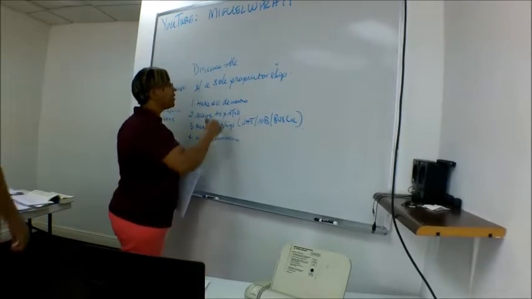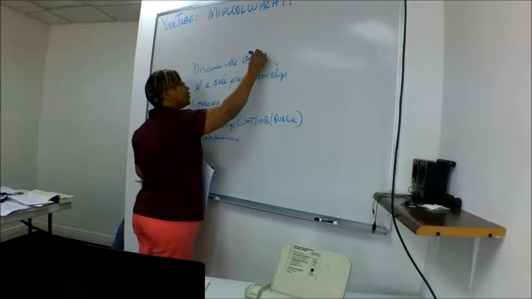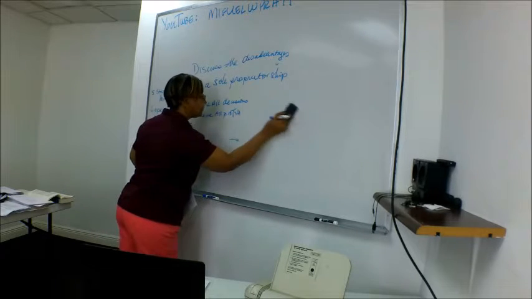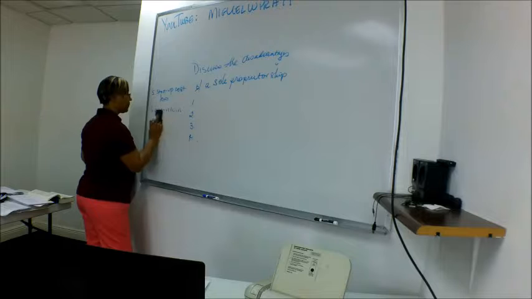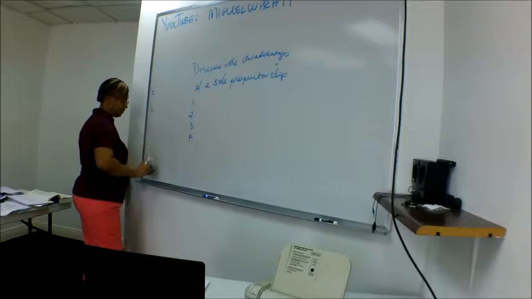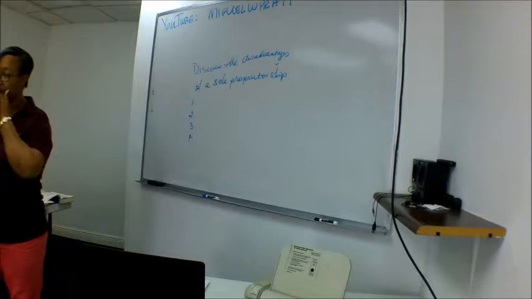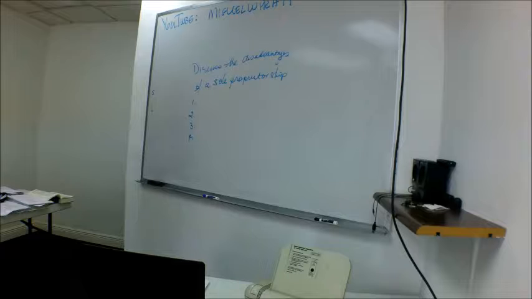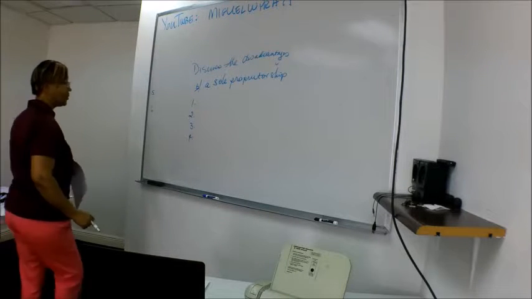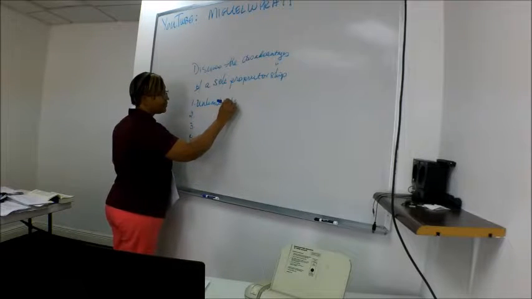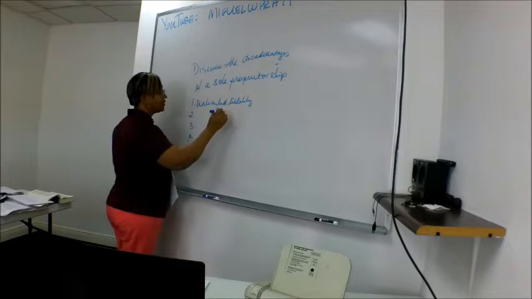So then tell me, what are the disadvantages? I'll start with you. The disadvantages of a sole proprietorship. Let's talk about the main one. What's the main one? Unlimited liability. Yeah. What's next?